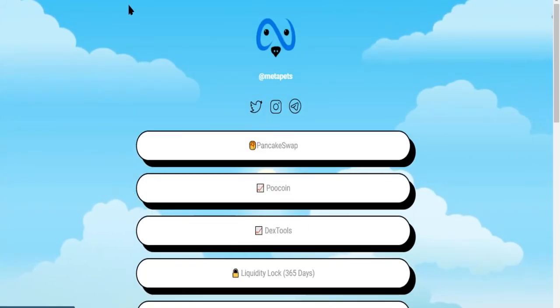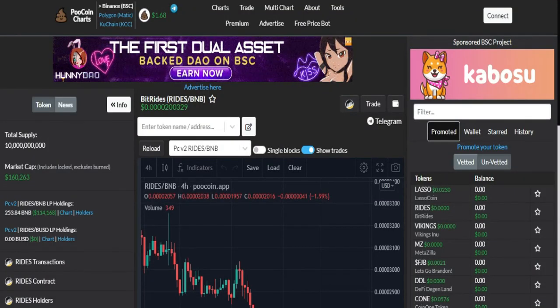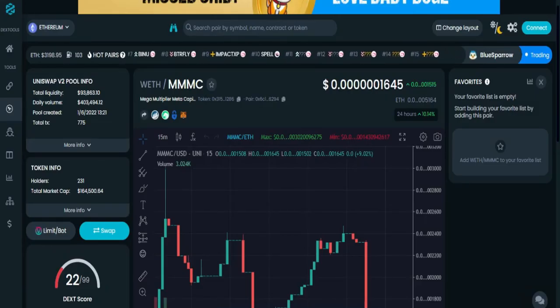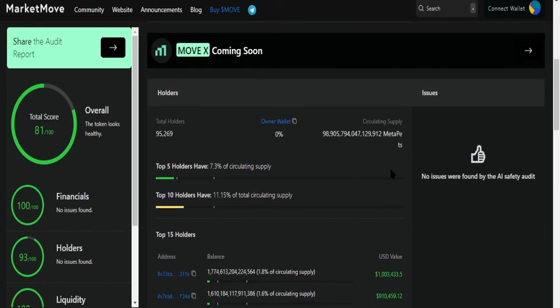So as you can see, guys, these are 3 sites that you guys could use. You could use PooCoin. You could use DEXTools, and then you could use Market Move to go and take a look at some of this stuff. And as always, guys, do your research. Don't depend on me. Don't depend on nobody but yourself. But this is the way you can go. You can take a look at some of these coins. And hey, who knows? You may come back and say, hey, I bought that dude and I got like 100x. And I'm like, cool. We did our job.